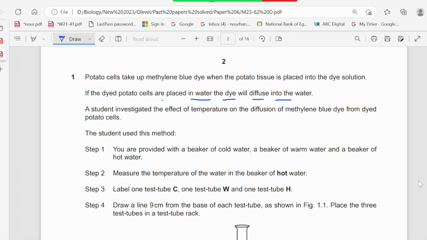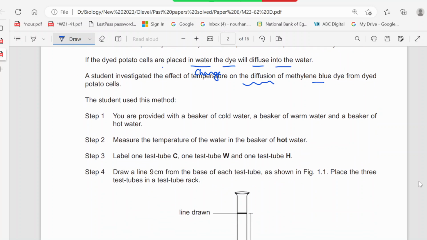A student investigated the effect of temperature on the diffusion of the methylene blue dye from the dyed potato cells. I'm going to investigate the effect of temperature. Then I will change the temperature. This is the factor changed, and then I will see what happens to the diffusion of the dye into the water. The student used this method.